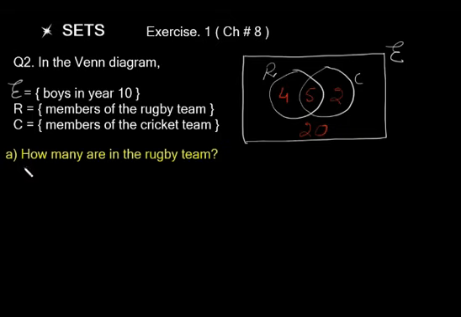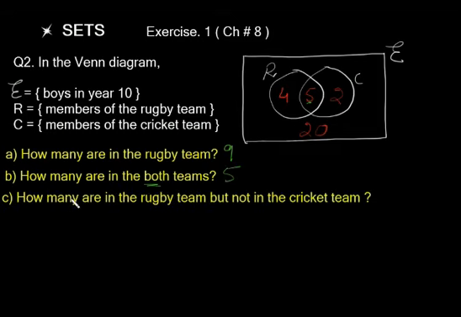So part A says how many are in the rugby team. So you have to look at the circle R, and you have to add this 4 and 5, because it's just saying how many are in the rugby team. So there are 9 altogether in the rugby team. In part B, it says how many are in both teams. Now he used the word both. It means the common part, the intersection of R and C, which is 5. It means that 5 boys are playing cricket and rugby.